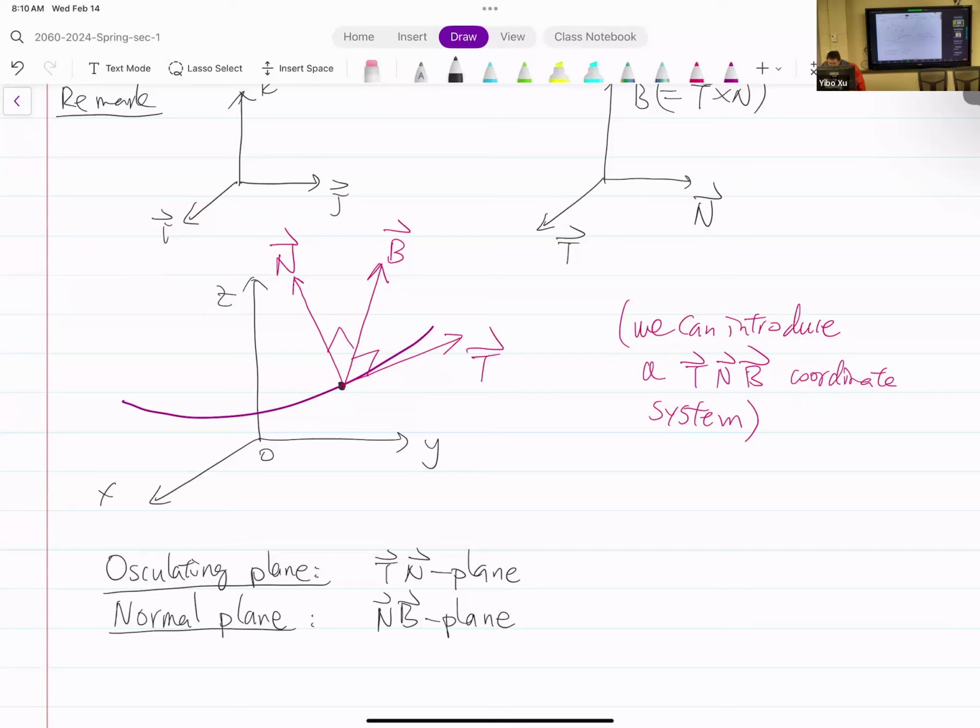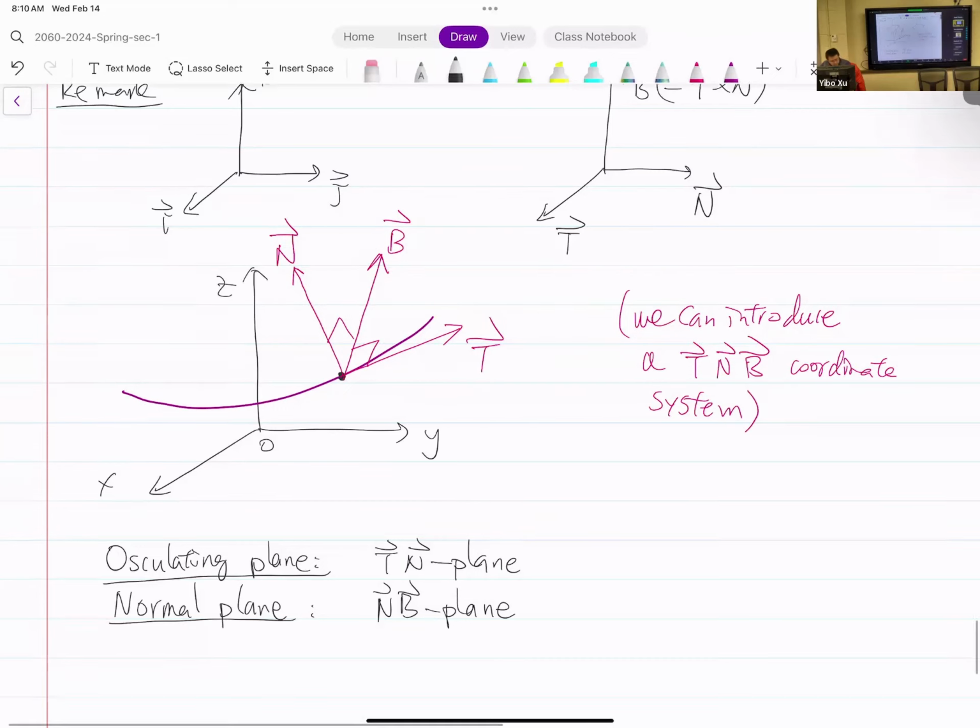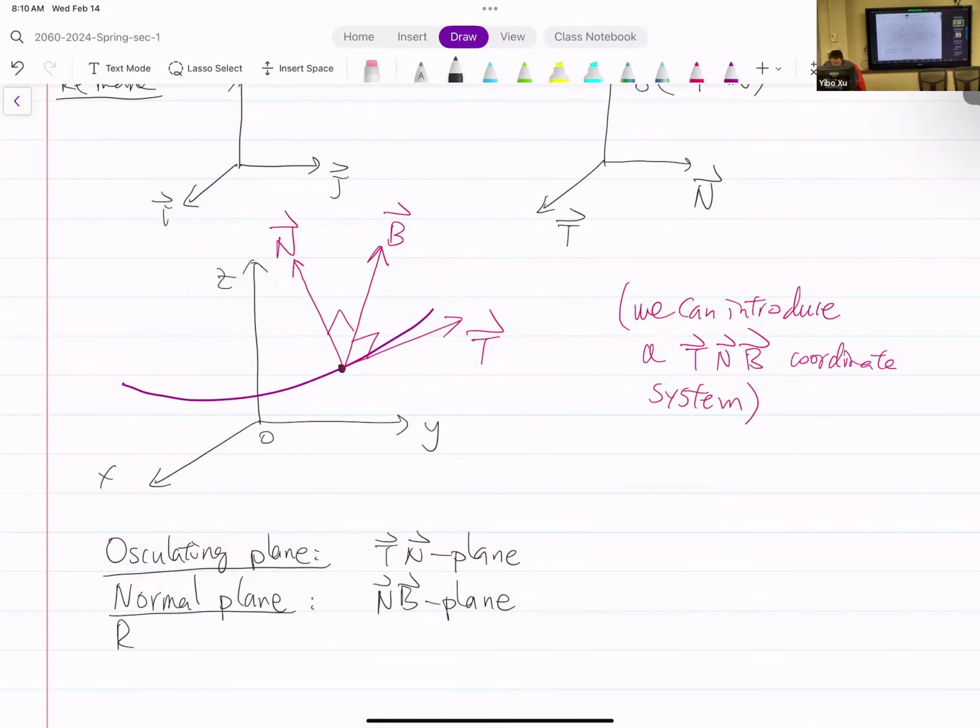So basically, you can think about T and N. T is the direction that you're traveling along, right? N is the way that you're turning. And now, basically, the plane NB is entirely perpendicular to the direction you're traveling, right? So that's the normal plane. And finally, there's a rectifying plane. That's the TB plane.